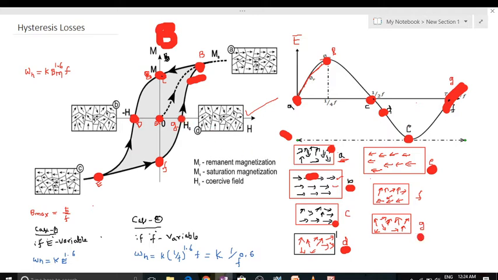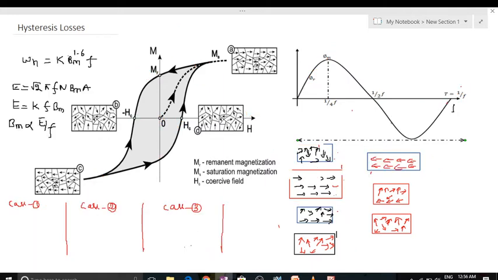At G, look at this one. At G, all the domains are in random direction. So this is nothing but the BH curve behavior, and due to the alternating nature of the EMF, this process will be continued for every cycle. For every cycle, this process will be repeated, and this BH curve will be like this continuously.